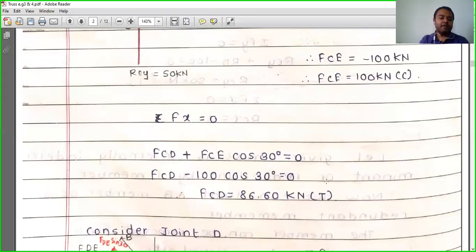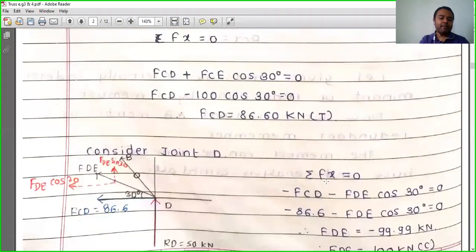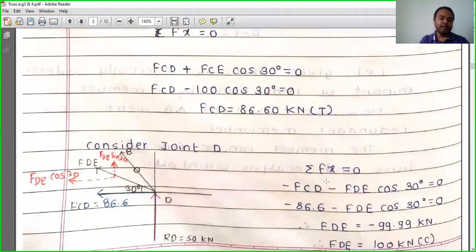Now in the same way, consider the free body diagram of joint D. Consider the free body diagram of joint D. Okay.